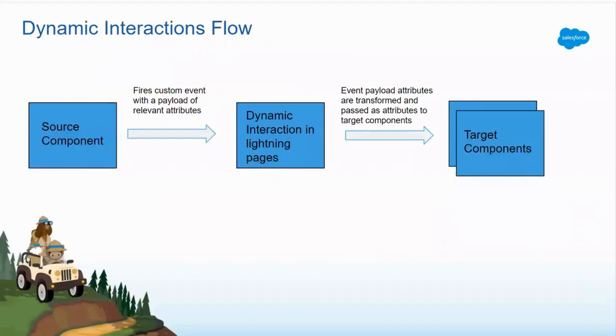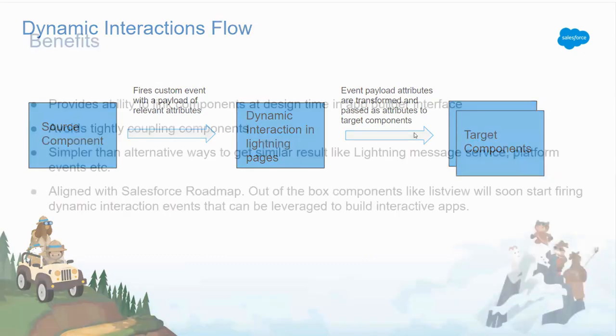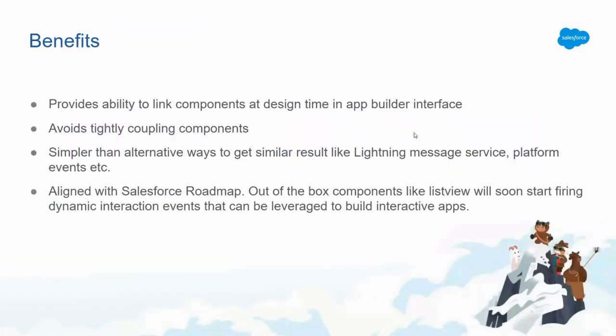So the dynamic interaction flow is this. As we can see in this diagram, the source component will fire an event with some attributes, or we can say parameters. It will go to the dynamic interaction in the Lightning page, and it will target the target component with the attributes. Some of the benefits: it provides the ability to link components at design time in the app builder interface.